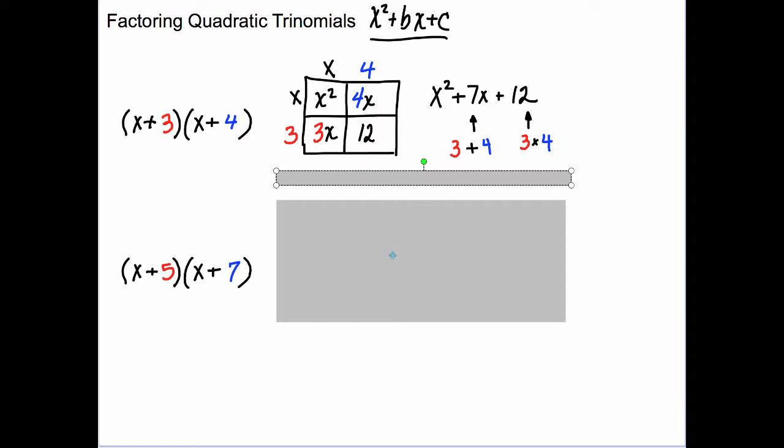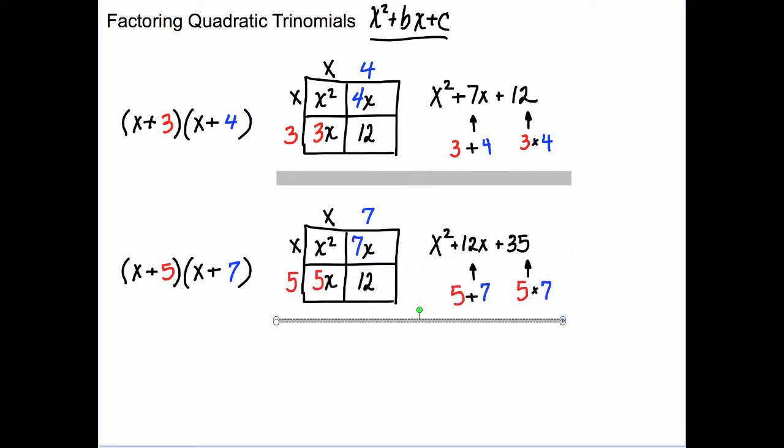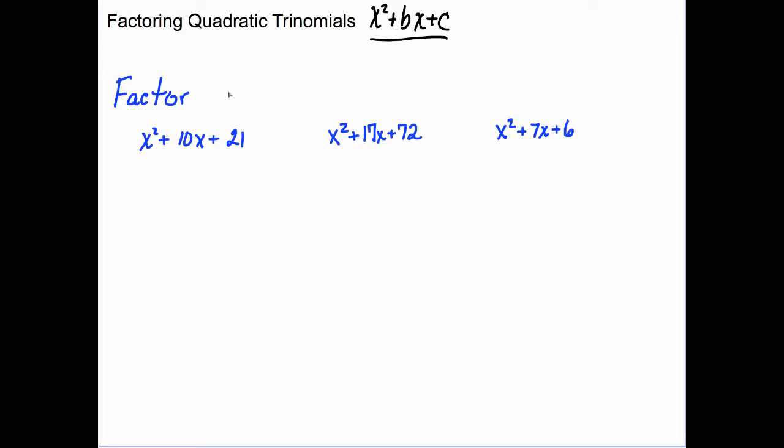Let's see if that same pattern works for the next one, x plus 5 times x plus 7. So we make the expansion boxes, and we'll notice that the 5 creates a 5x, the 7 creates a 7x, and then when we add all these terms together, the 5 plus 7 gives you 12x, and the 5 times 7 gives you 35. So this pattern is what we base the factoring process on. So let's do a couple of examples.